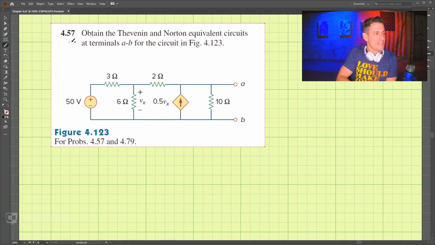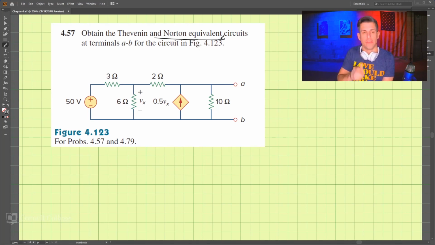This is problem 457, and we're looking to obtain the Thevenin and Norton equivalent circuits between terminals A and B here. This problem's a little more difficult because we have a dependent voltage source.